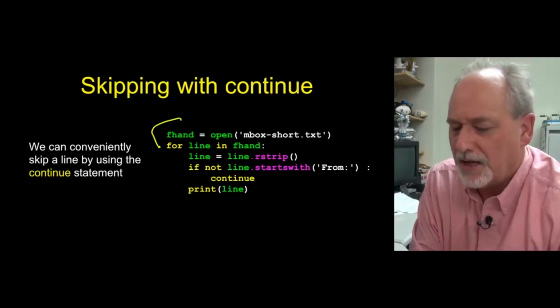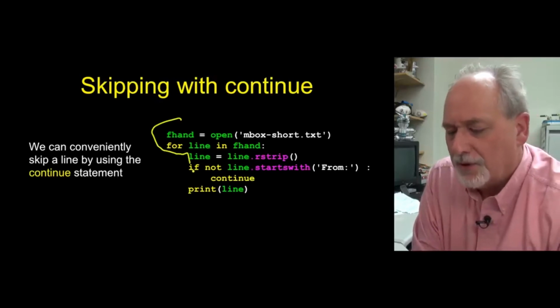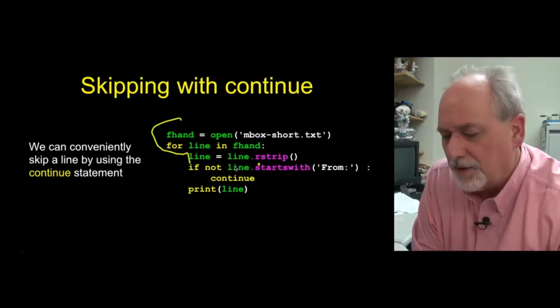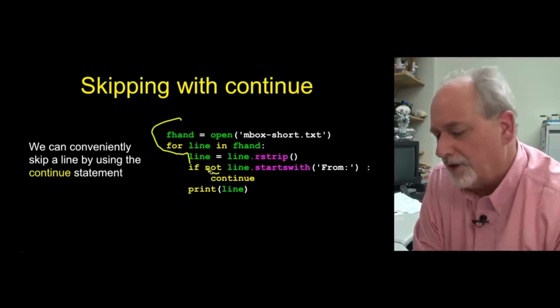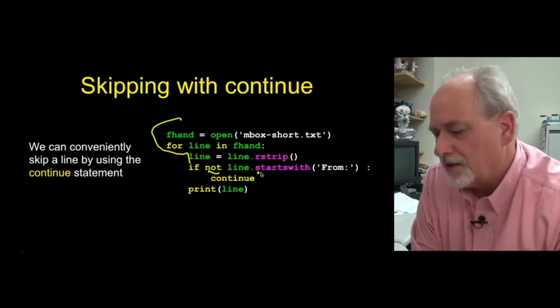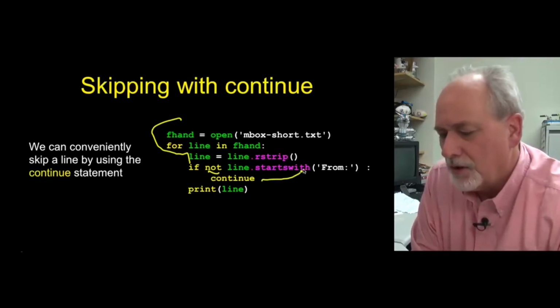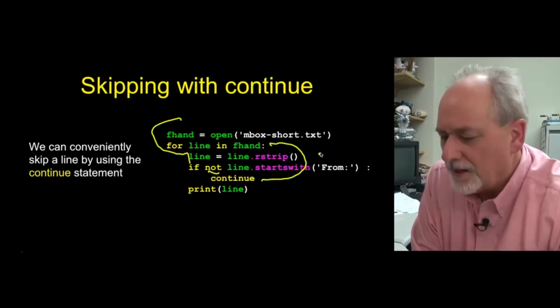So the top part is the same, we're stripping it, and everything's the same here except we add this not. If the line does not start with from, continue. So basically we have a skipping pattern. The lines we're not interested in, we skip.